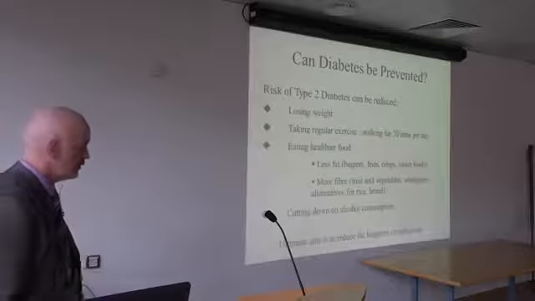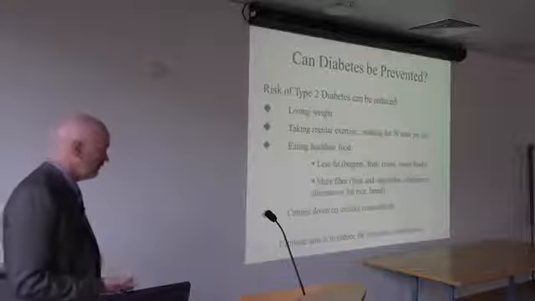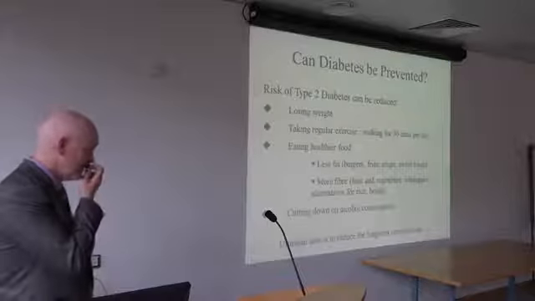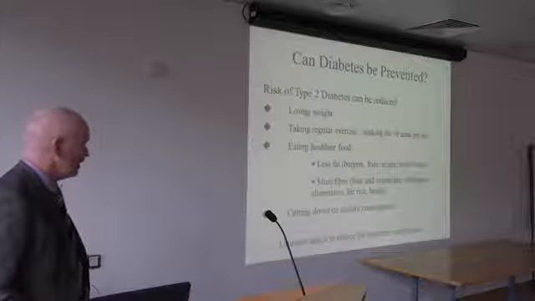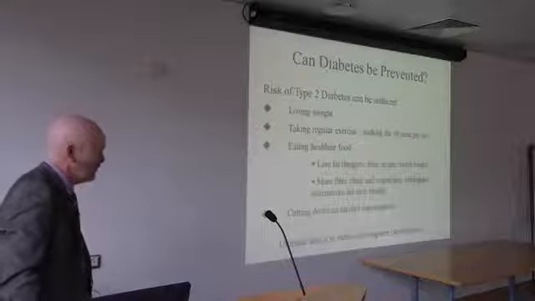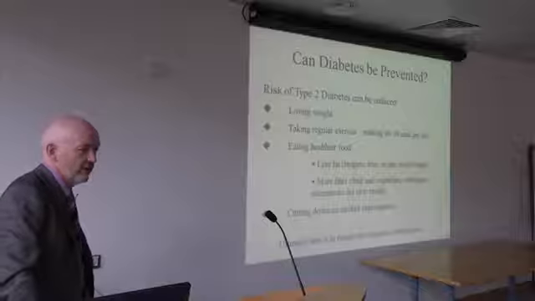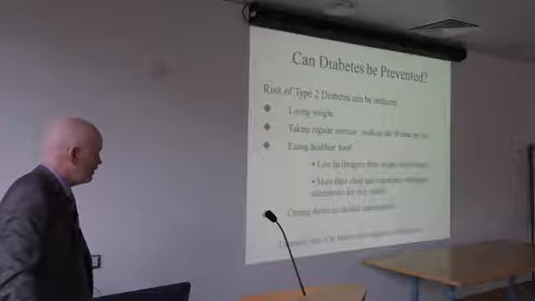Eating healthier foods, so less of the fatty foods, burgers, fries, crisps, sweet foods, all the things that taste really, really good. And eating more fiber, fruit and vegetables, whole grain alternatives, so whole grain bread, whole grain rice instead of the white bread and the white rice. All these things are healthier options.